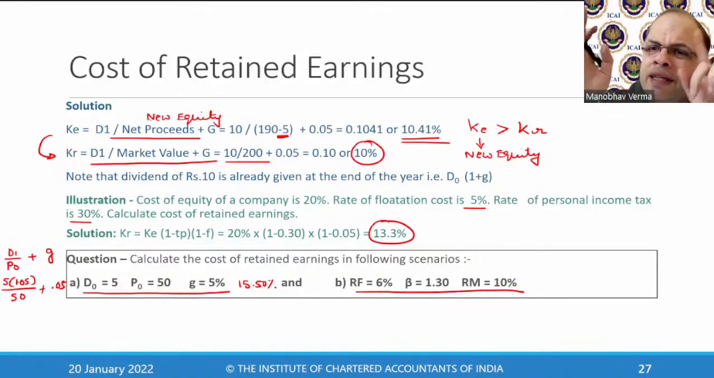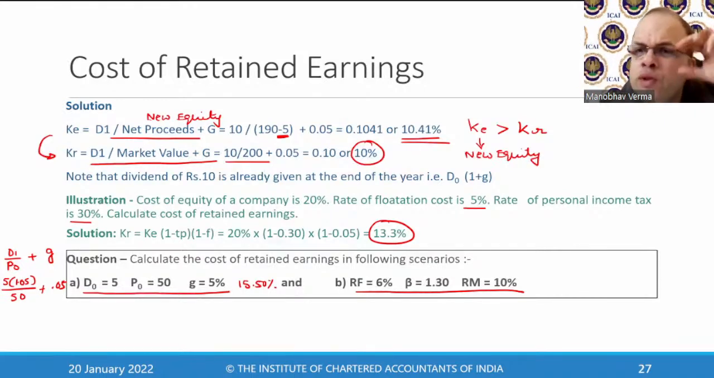So generally we say that cost of retained earnings is equal to cost of equity itself. That means if I'm using the equity portion, let's say the reserves and surplus portion, to reinvest in the business for expansion and growth, then anyways I'm using the same cost. It's not an additional cost. Reserves and surplus are part of the equity section itself.